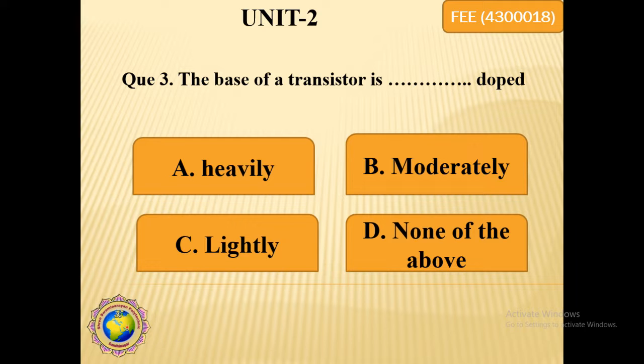Question number 3. The base of the transistor is dash dash dash doped. A, heavily doped; B, moderately doped; C, lightly doped; and D, none of the above.